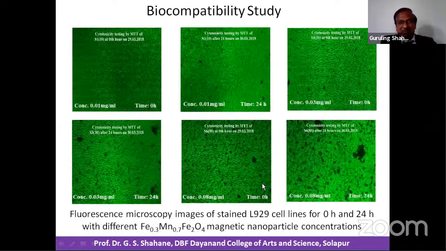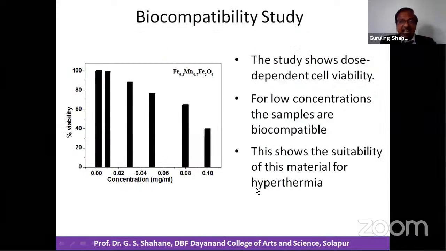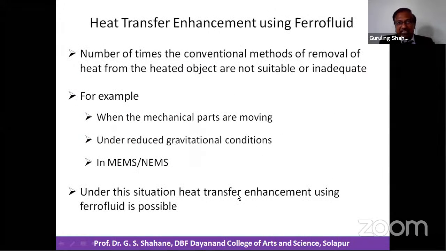In our laboratory, we have used this FEMN series. At the same time, the work is in progress for doping another impurity to enhance the SAR further. So this is all about the application of these magnetic nanoparticles for biomedical application.